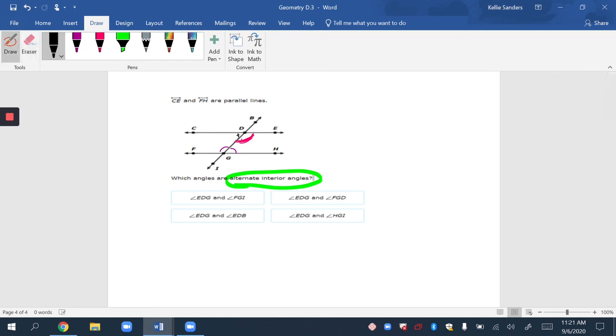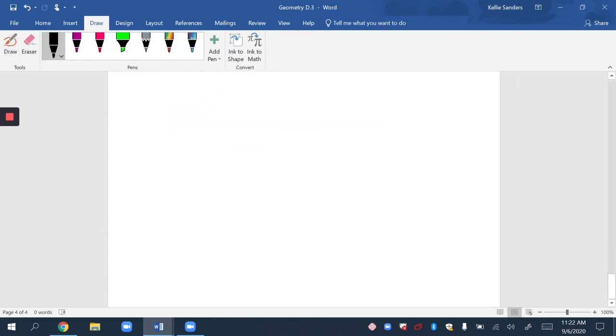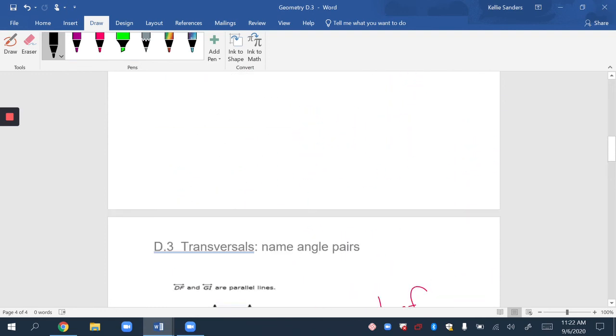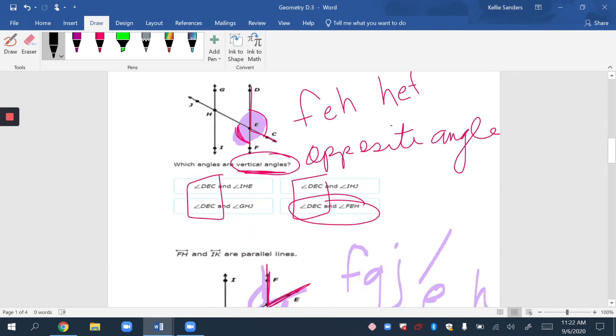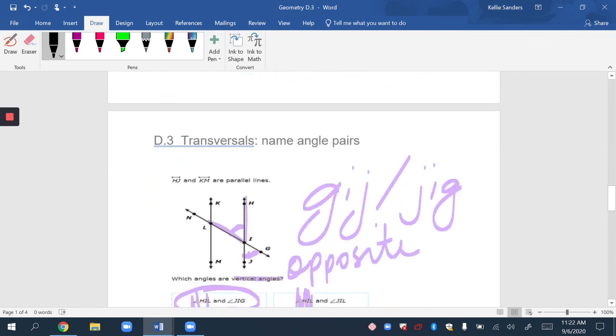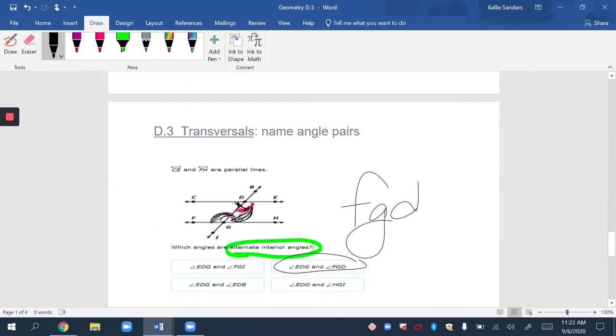It's not going to be this angle because it's touching the angle that we're looking at, and it's not going to be this angle because it's on the same side of the transversal. So it can only be this angle. So FGD. That's it. With supplementary, corresponding, vertical, adjacent, and alternate interior.